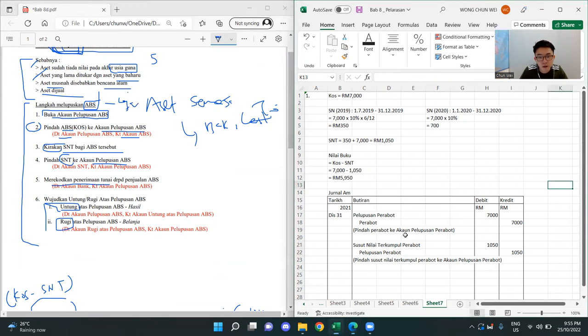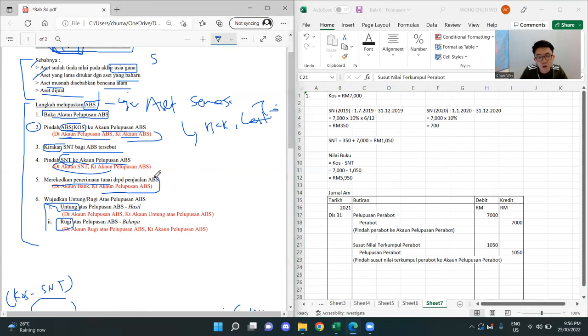Okay, but then if you're using journal, you don't need to buka ledger, right? So straight away pindah your aset bukan semasa to your account pelupusan aset bukan semasa. So I debit my pelupusan and credit my account aset bukan semasa, I credit my perabot. So the second step, tadi already kira kan? After you kira, you have to pindah SNT to your pelupusan. So I debit my SNT perabot and credit into my account pelupusan perabot.